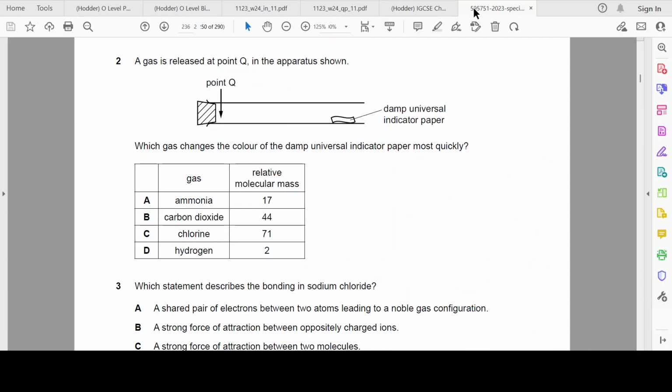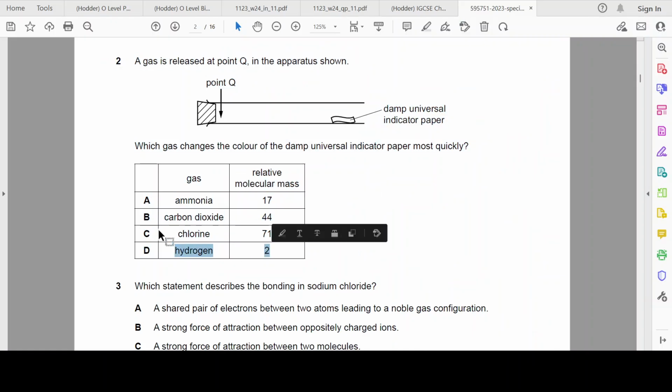Hydrogen is eliminated immediately. Even if we have these three options, the first one to get there is ammonia. Carbon dioxide will come in second, and chlorine will be last. And of course, not all four of them are present over here. It is some gas which we need to identify, which will be the quickest.